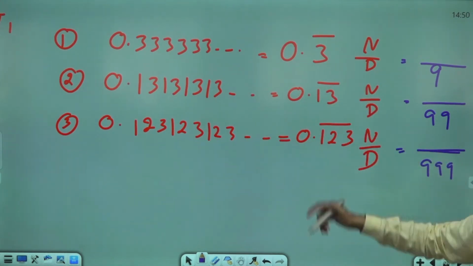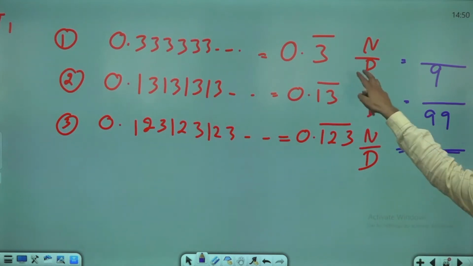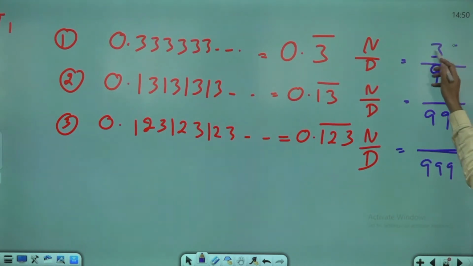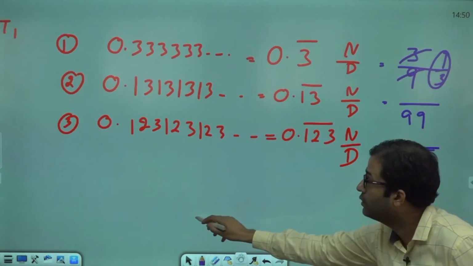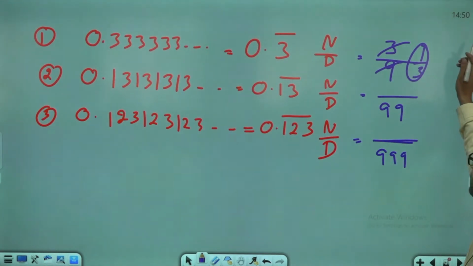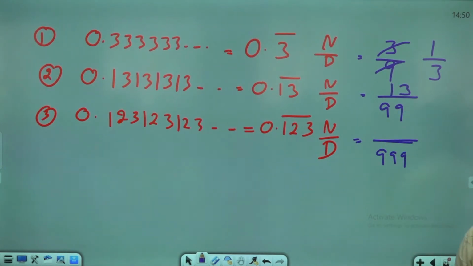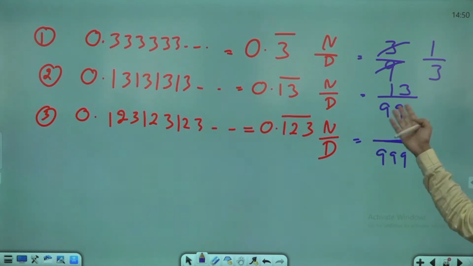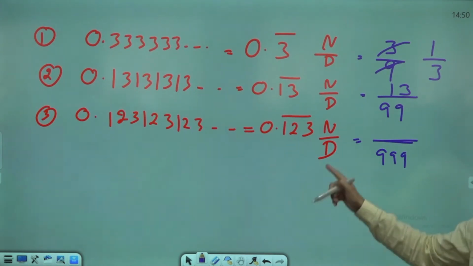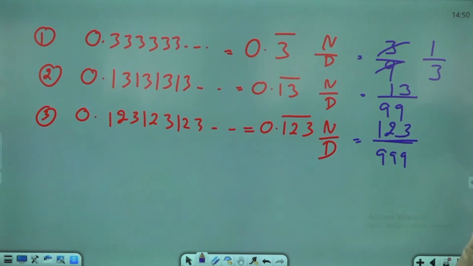Since these are very easy questions, the numerator is the number as it is. In the first question, what is this? 3. So 3 by 9. You have to simplify. So your answer is 1 by 3. Second question, what is the number? 13. So 13 upon 99. We cannot simplify because 13 is a prime number and 99 is not a multiple of 13. Third, it is 123 upon 999. We simplify. So it is 41 upon 333.